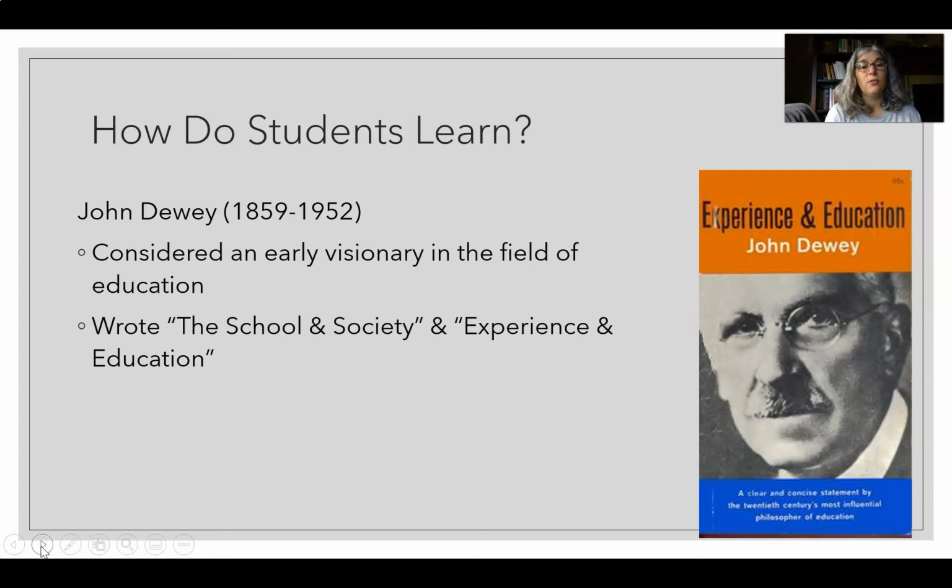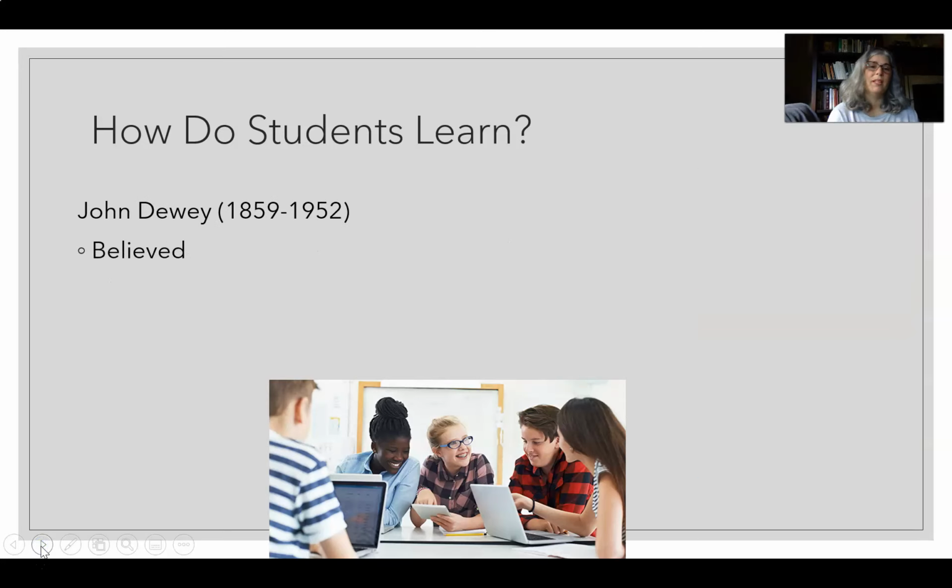John Dewey is a very well-respected visionary in the field of education. He came up with a lot of our early ideas on learning. You might recall him from our chapter on history in schools and how he was viewed as having progressive ideas about education. He wrote The School and Society and Experience in Education, very big books within the field.